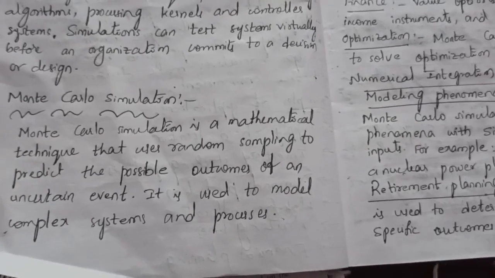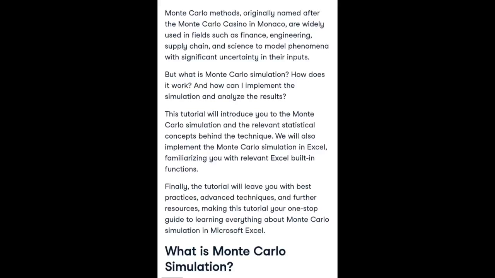Now I want to explain Monte Carlo simulation with the help of a screen, so I want to share this screen. The Monte Carlo method is originally named after the Monte Carlo casino in Monaco. Because of that casino in Monaco, we got the name Monte Carlo simulation. We have Monte Carlo simulation and what if analysis simulation, both in our syllabus, and they are widely used in fields such as finance, engineering, supply chain, as I told previously in the applications of simulation.